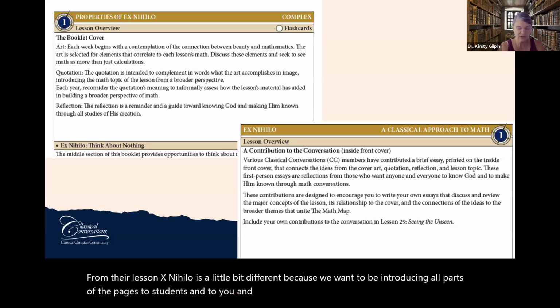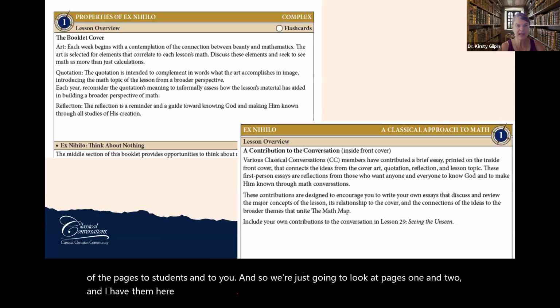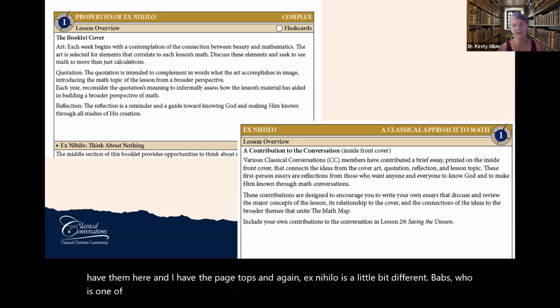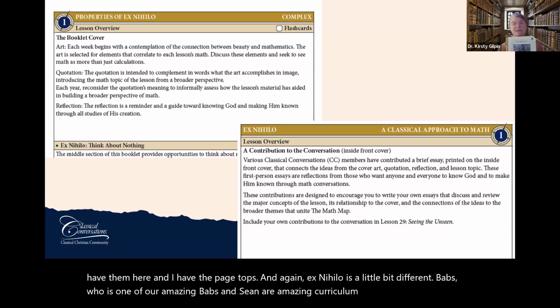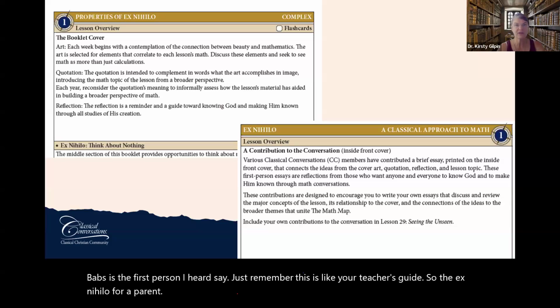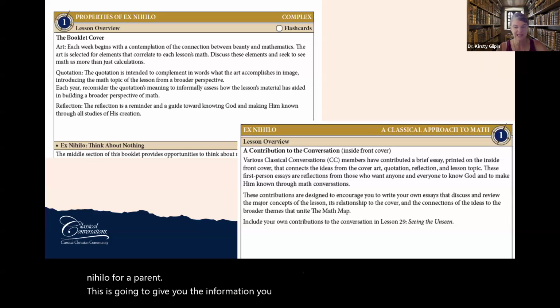So we're just going to look at pages 1 and 2, and I have the page tops here. Again, Ex Nihilo is a little bit different. Babs and Shauna are our amazing curriculum assistants. Babs is the first person I heard say, just remember, this is like your teacher's guide. So the Ex Nihilo for a parent is going to give you the information you need to understand how the booklets are laid out.